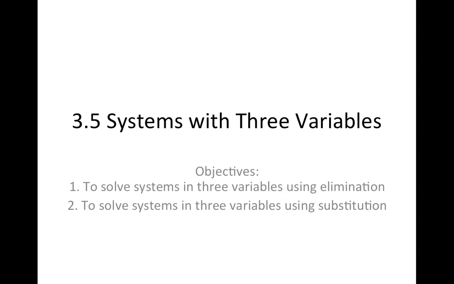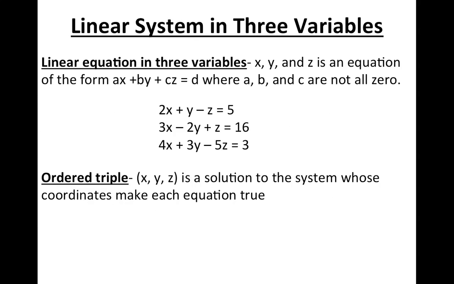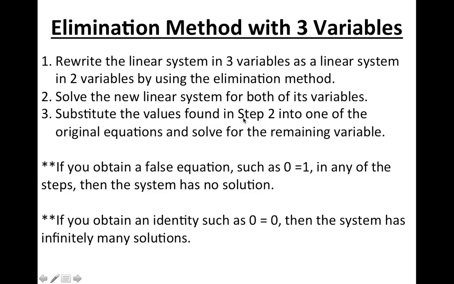So since we have conquered two variables, we're going to move on to 3.5, solving systems with three variables. And we're first going to start off with just talking about before, when our solution was an ordered pair, we only had x and y. But since we have x, y, and z this time, it will be called an ordered triple. That's the solution to our system. Again, notice how we have x, y, and z equal to some number.